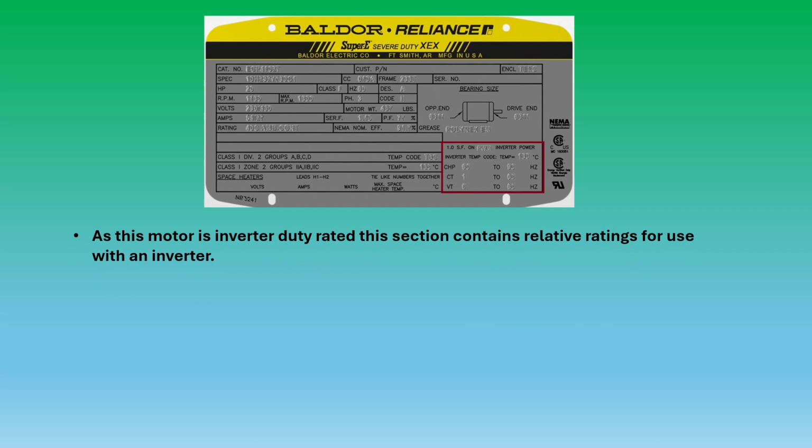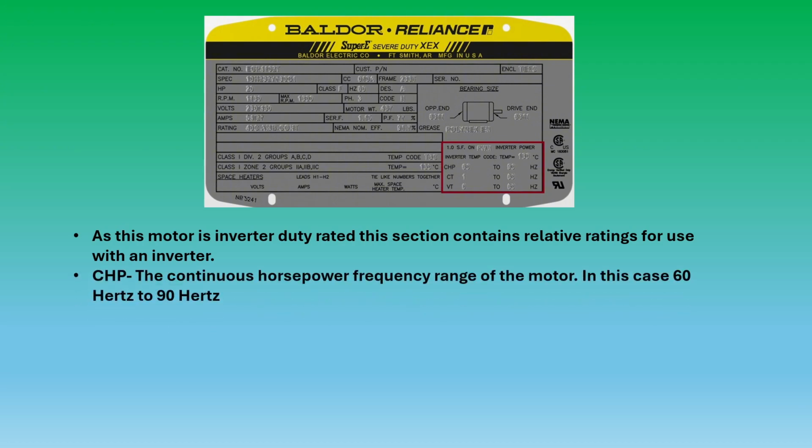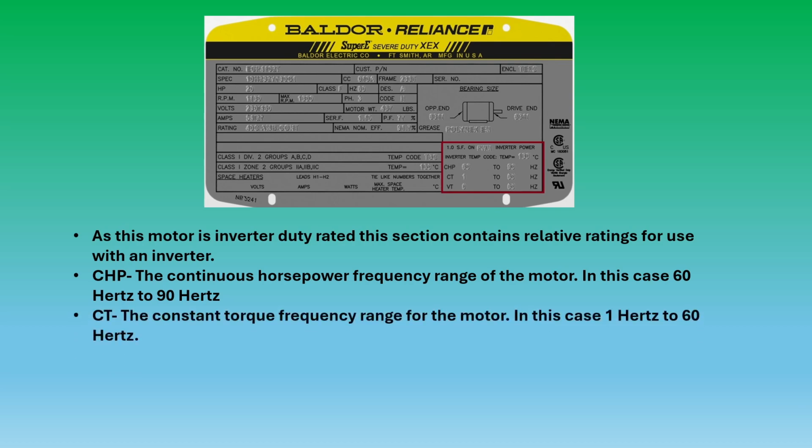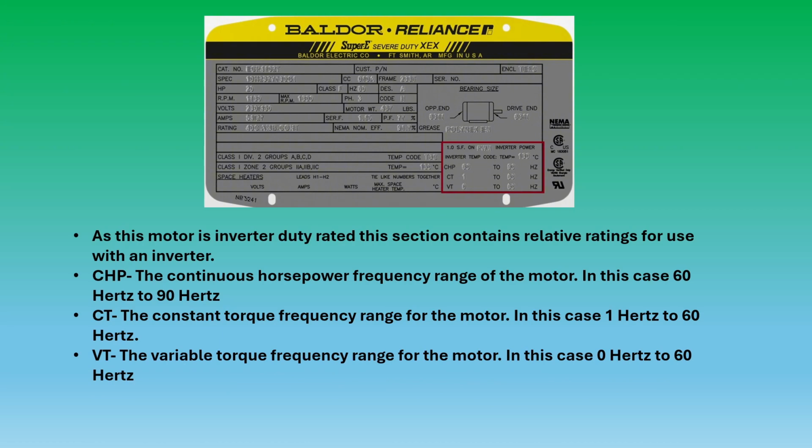In this section, you see that this motor is inverter duty rated, and this section contains relative ratings for use with an inverter. CHP, this is the continuous horsepower frequency range of the motor, in this case, 60 to 90 hertz. CT, this is the constant torque frequency range of the motor, in this case, 1 hertz to 60 hertz. And VT, the variable torque frequency range of the motor, in this case, it is 0 hertz to 60 hertz.